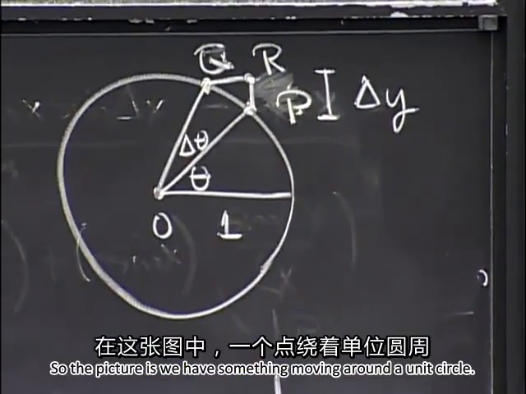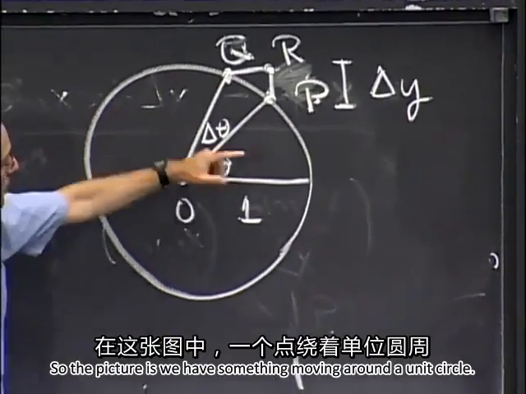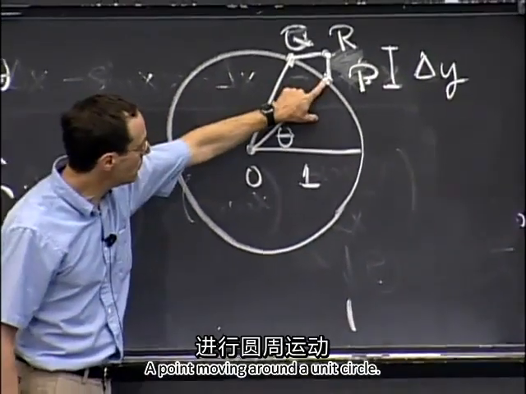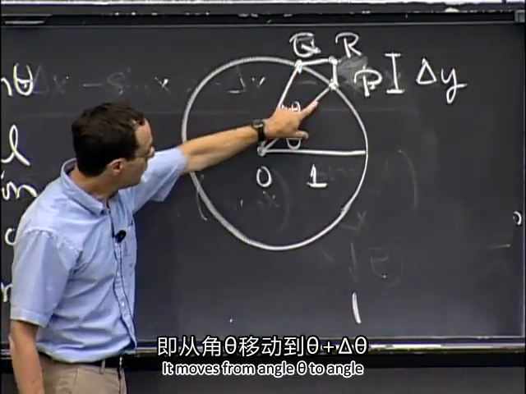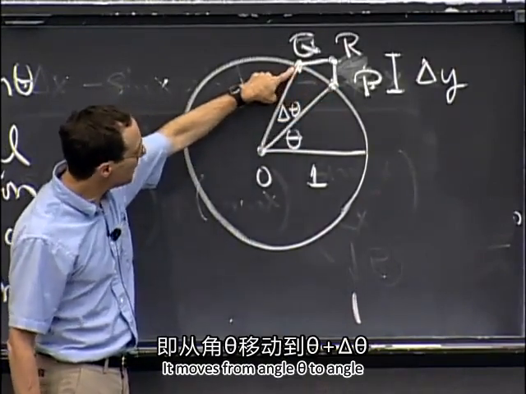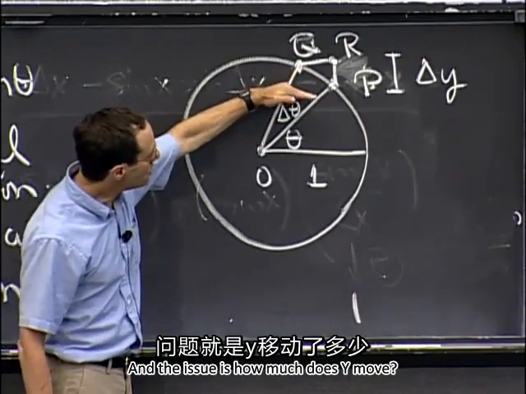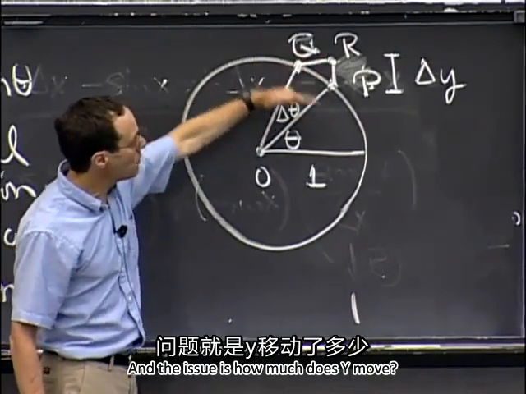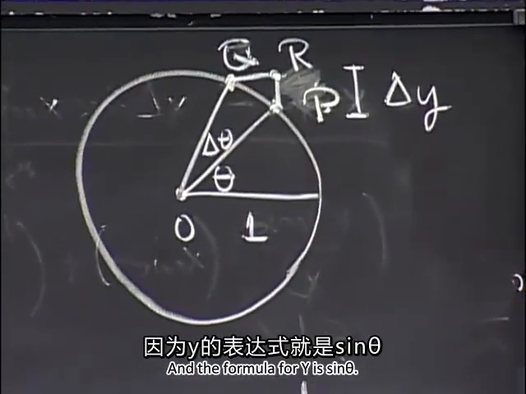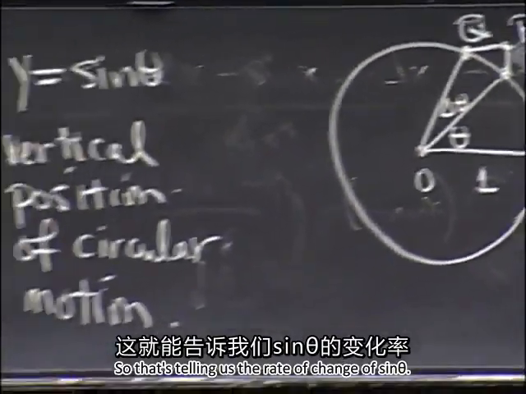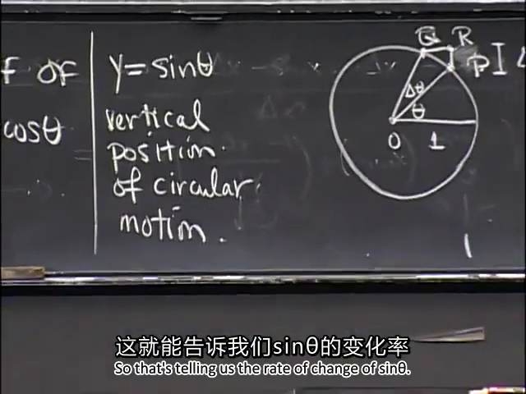All right, so the picture is we have a point moving around a unit circle. It starts at P, it moves to Q. It moves from angle theta to angle theta plus delta theta. And the issue is, how much does y move? And the formula for y is sine theta, so that's telling us the rate of change of sine theta.